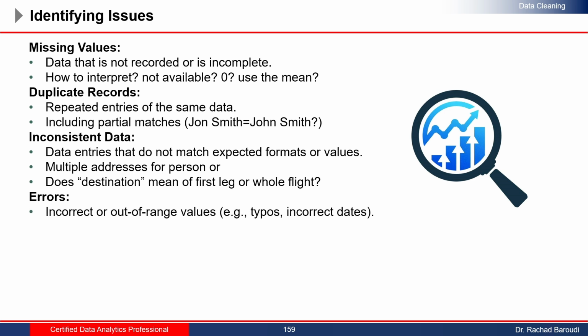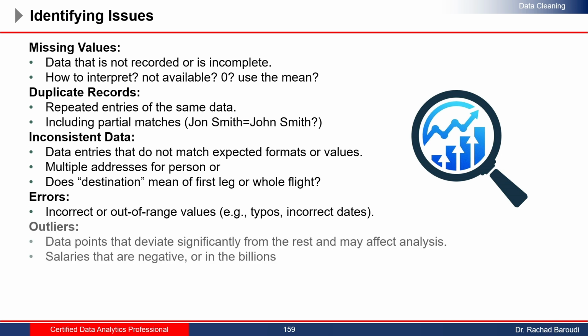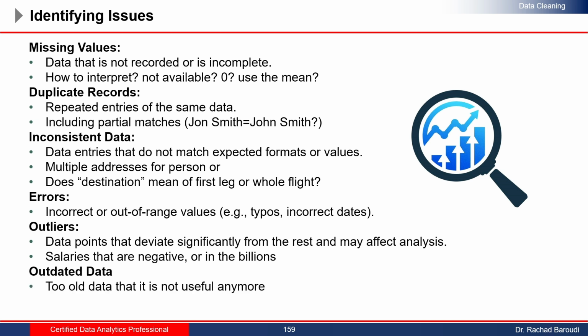Errors: incorrect or out of range values, typos, incorrect dates. Outliers: data points that deviate significantly from the rest and may affect analysis. For example, salaries that are negative or in billions, that doesn't make sense. It could be a typo as well. Outdated data: data that is too old and not useful anymore.